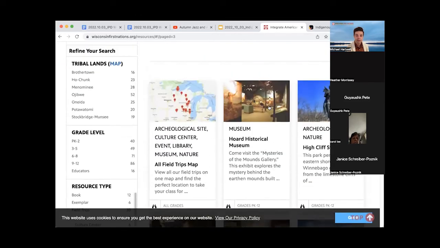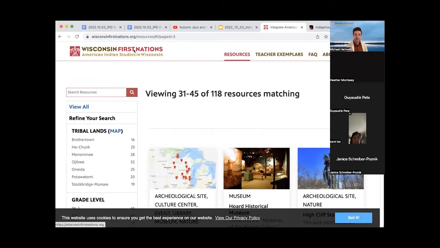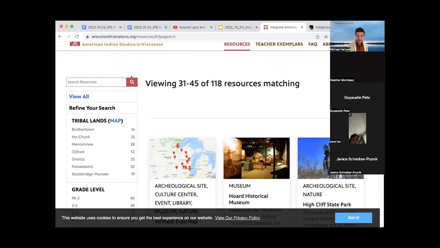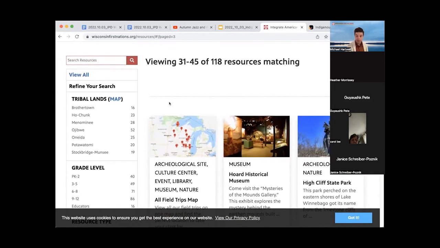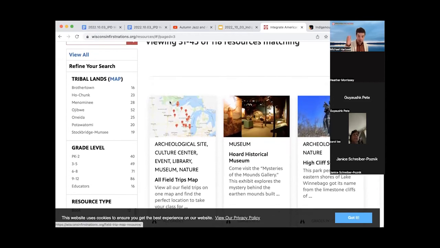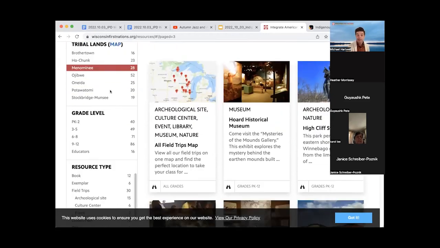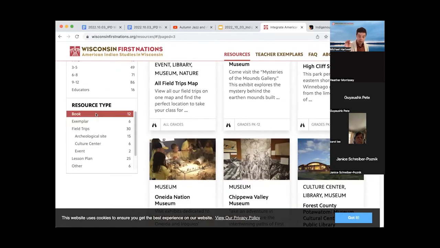All right. So we've done a pretty good exploration of Wisconsin First Nations, but one other feature that I want to show you is the really, really great search feature. So you can narrow down exactly what you're looking for on this site. Everything over here on the left-hand side of the website helps you really narrow the focus of what you want to look for. As I showed you, there are pages and pages and pages of resources. If you're looking for something specific and it's time sensitive, you can't go through everything, this is a way to narrow your search field based on tribal lands, based on grade level, based on resource type. You click these down and suddenly this big field of resources gets very narrow and catered to exactly what you are looking for.